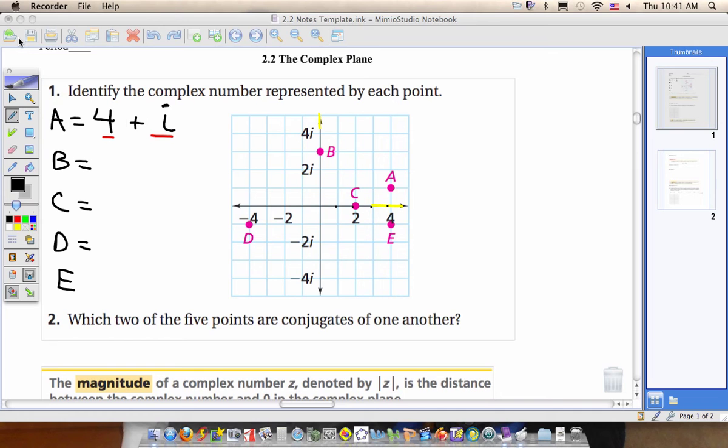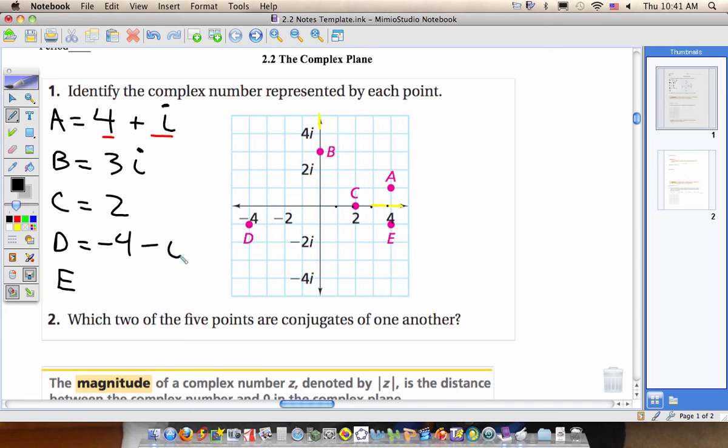Okay, so for B, let's see, Zach, what did you get for B? 3i. Okay, pick somebody for the next 2. Next one? And then the last one? 4 minus i. Which pair are conjugates of each other?